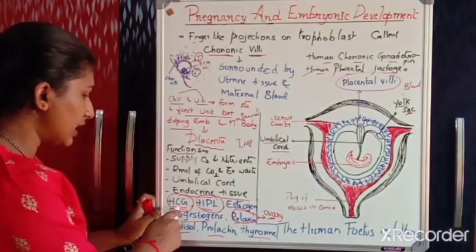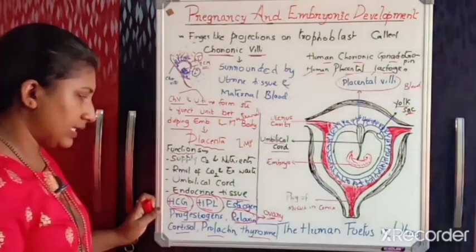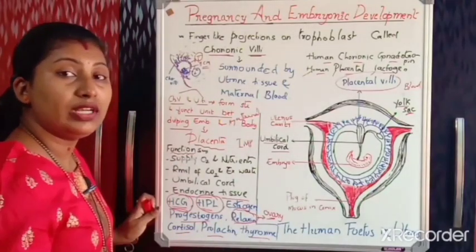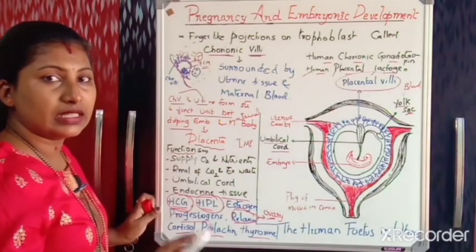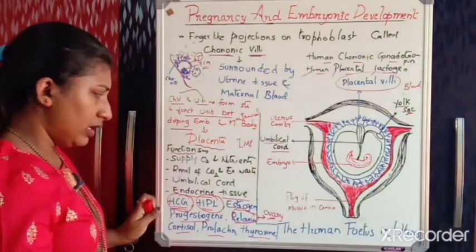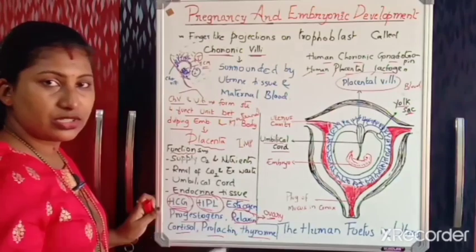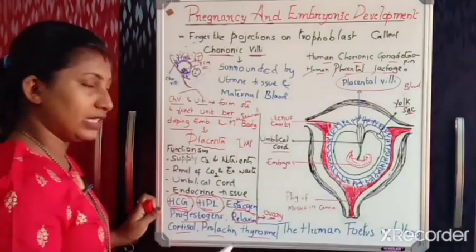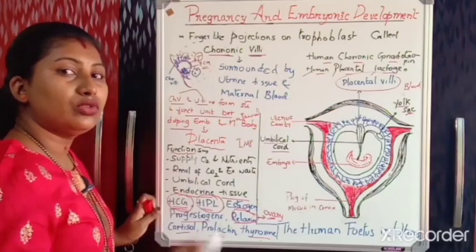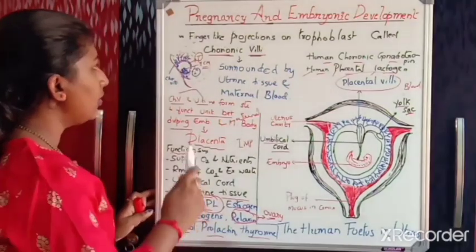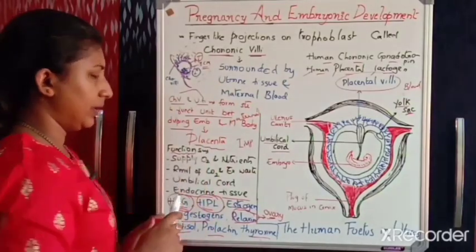So HCG, HPL, and relaxin, these three hormones are produced only during pregnancy. This is important. The other three will be produced during day-to-day life, but the concentration will be different. But HCG, HPL, and relaxin are produced only during pregnancy. Clear? So this is about the placenta and chorionic villi.